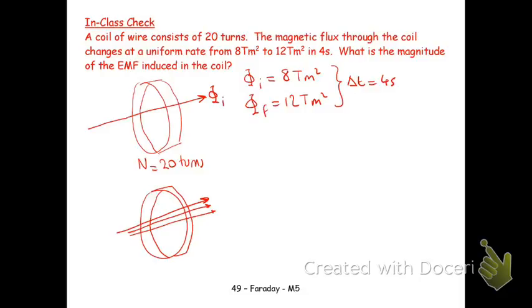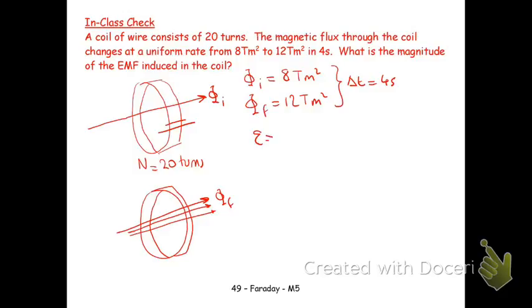So this is flux initial, this is flux final. How did this happen? I don't know, I don't particularly care. It just happened. We've got this change in flux. What is the magnitude of the EMF induced in the coil? I can imagine an EMF there, it's going to be as this change occurs.